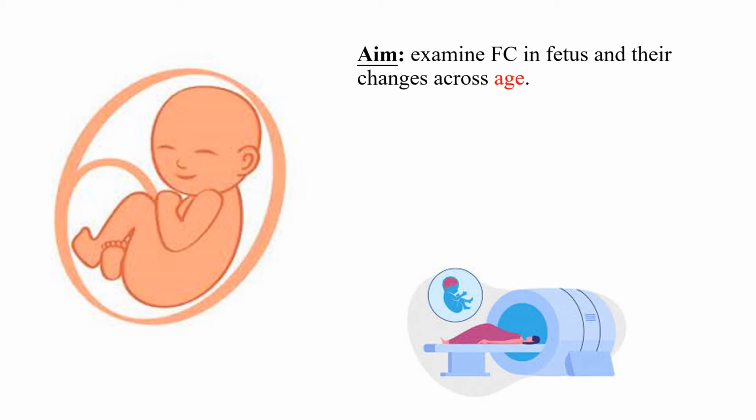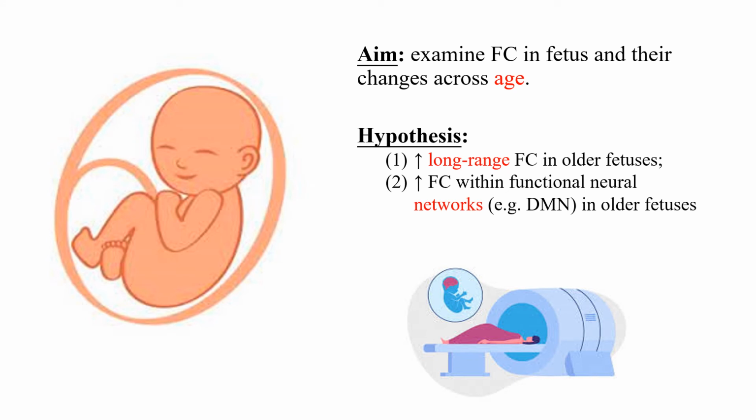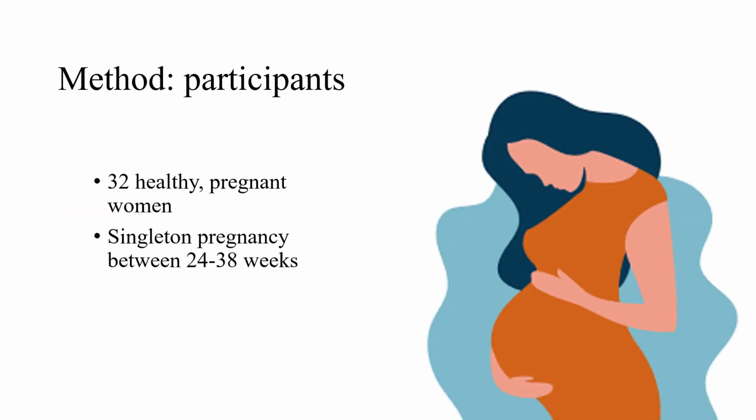So they aim to examine the functional connectivity in fetus and their changes across age. And they also hypothesized that there will be increased functional connectivity in the long-range connections, as well as within the functional neural networks, for example, the default mode network in older fetuses. So this study involves 32 healthy women who are pregnant with a single fetus, who are also between 24 to 38 weeks of their pregnancy.